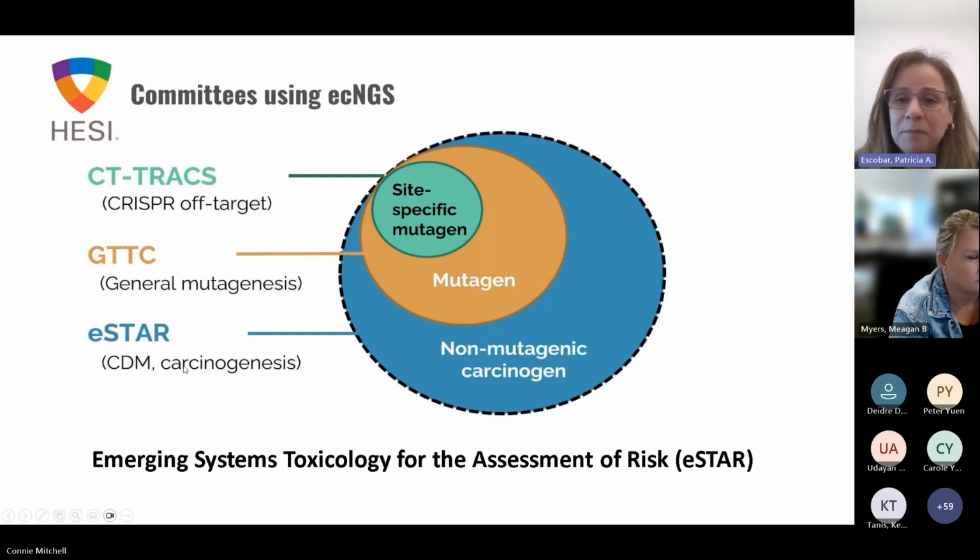Again, I don't know if you have seen before in other presentations, but we're part of the error corrected sequencing. We're not the only group that is doing it within HESI. So we're the only one within the eSTAR, and our purpose is to do non-genotoxic carcinogens. Sorry, non-mutagenic carcinogens, while we have other areas of HESI that are using it for, like the GTTC, that are trying to understand mutagens, and in CTRACs, they're trying to use this technology a different way. But it's important to keep in mind that if you use the error corrected sequencing concept in these talks in HESI, you have to also qualify which of the projects you're talking about, because they're slightly different. Next slide.